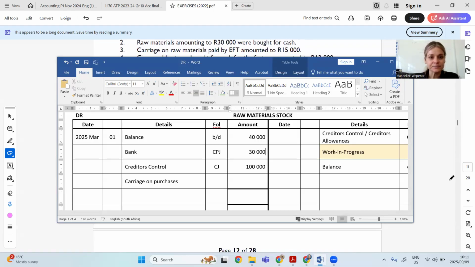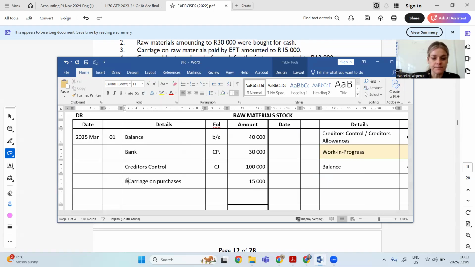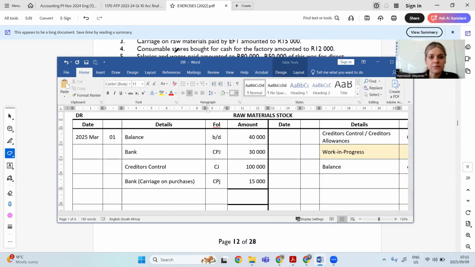Right. Then carriage on raw materials paid amounted to 15,000 Rand. So I've now already added that when I was explaining, but if you want to, you can also say bank and then carriage on purchases, right? Just to indicate that we actually made payment as per the CPJ. Okay, so carriage. Then consumable stores bought for cash for the factory amounted to 12,000.